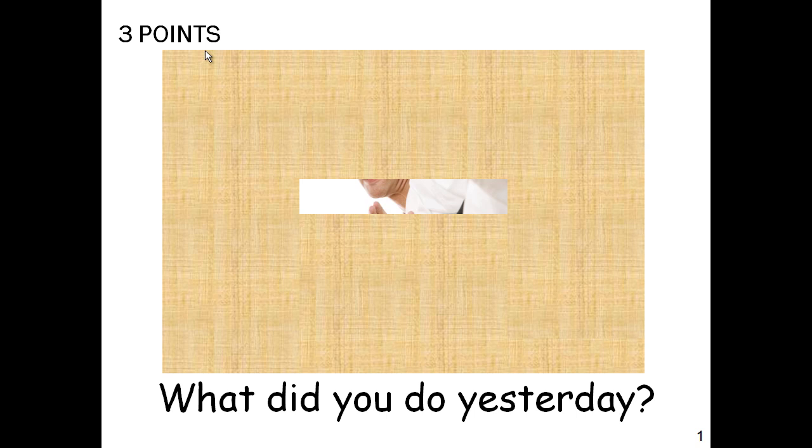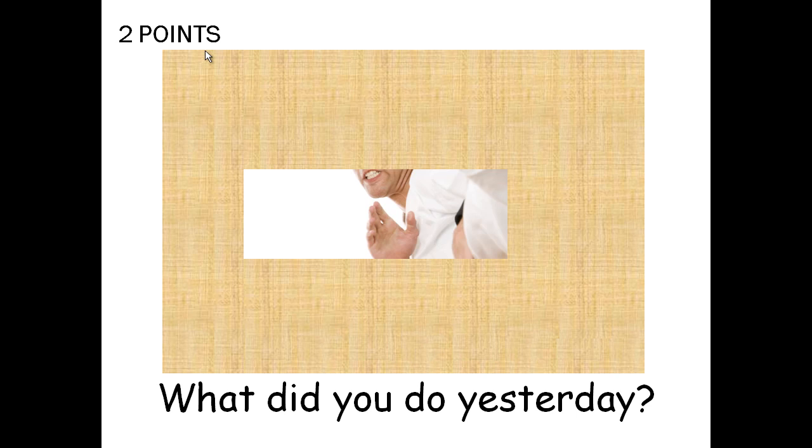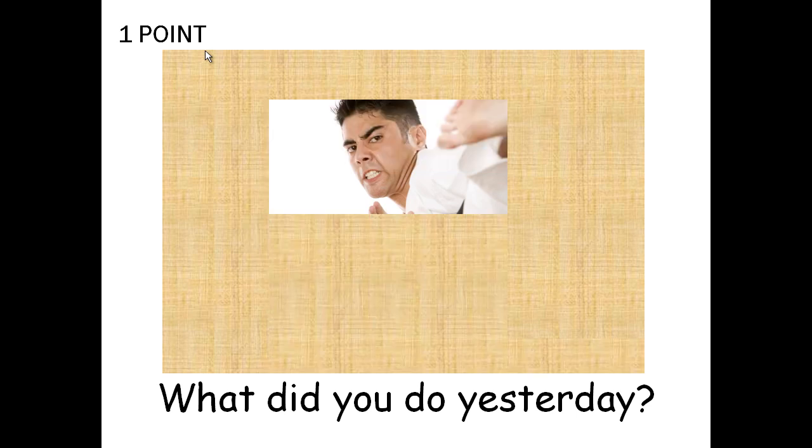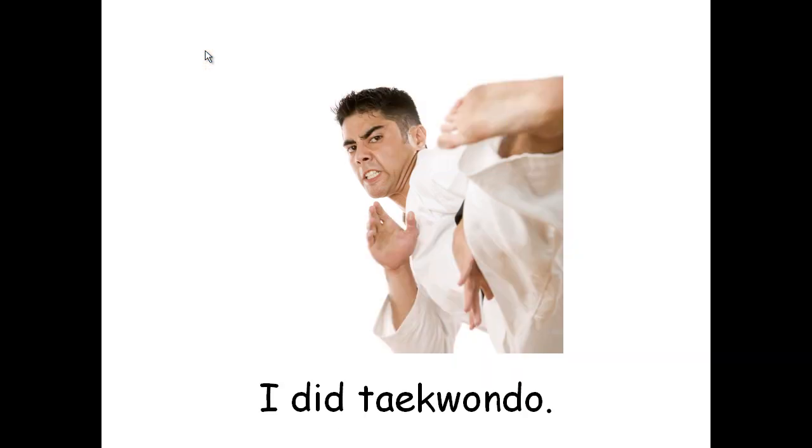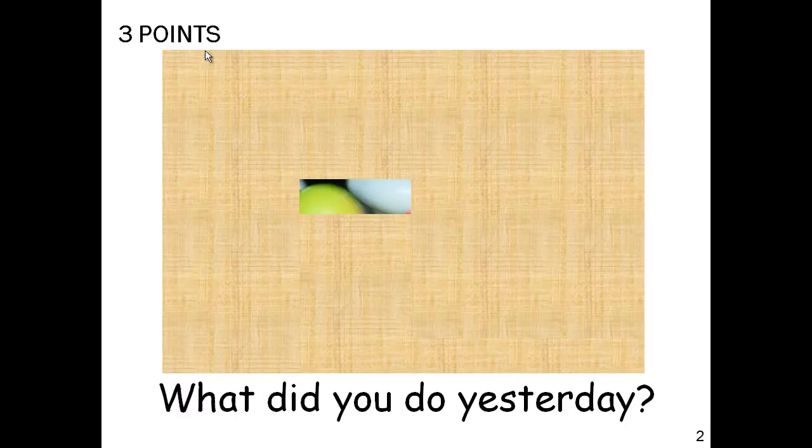So the children take turns guessing. I call on them. They're usually in groups. I have my groups according by colors. So there's the blue team, the red team, the green team, so forth. So they'd call out green, and then they'd say what they think the sentence is. What did you do yesterday for 2 points? What did you do yesterday for 1 point? The correct answer is I did Taekwondo. So if they guess correctly at 3 or at 2 or at 1, that's how many points they get.